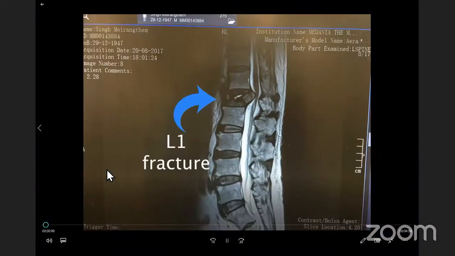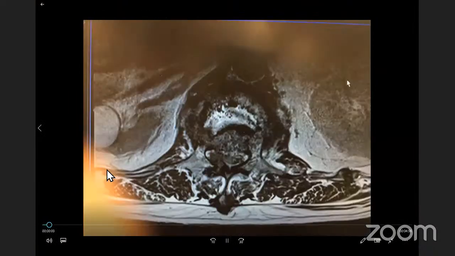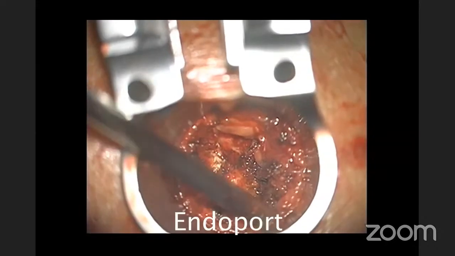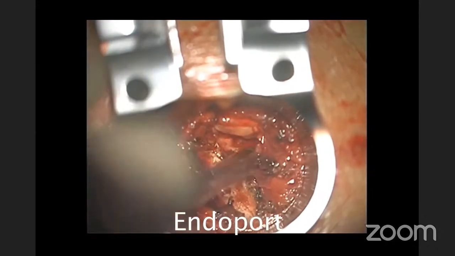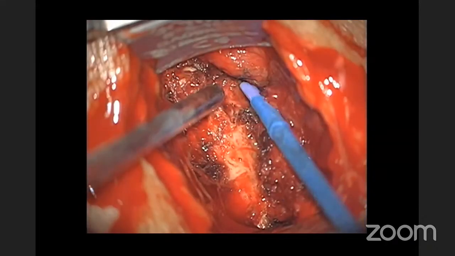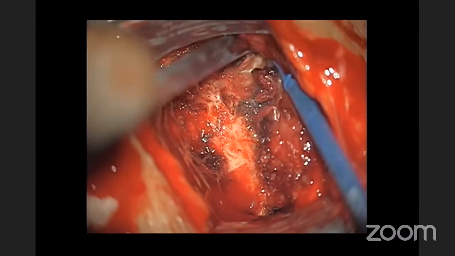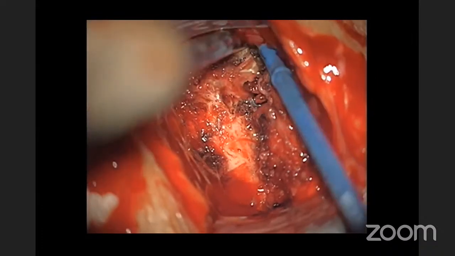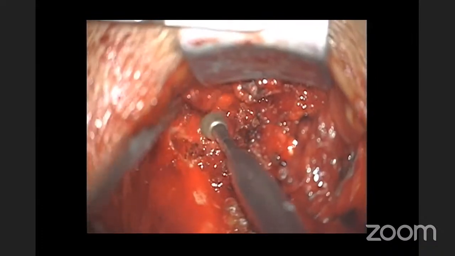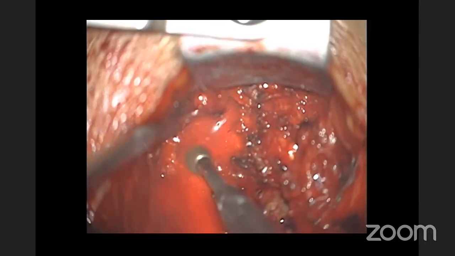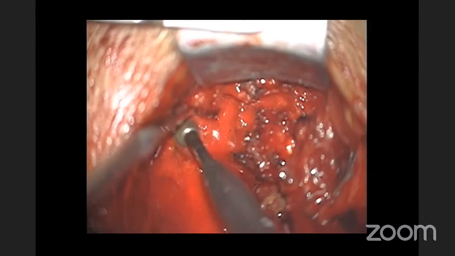Yes, so this is a case of an L1 fracture. You can see a bone fragment which is going into the spinal canal. This is a CT and this is a port which we have docked on the side where the transverse process and the facet junction is. We are going from lateral to medial, and at the junction of the facet joint and the transverse process, we start our drilling.